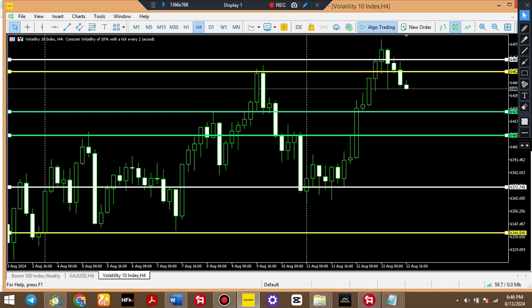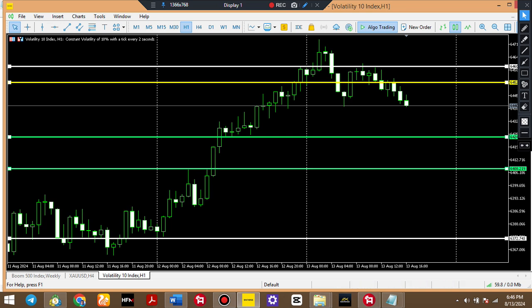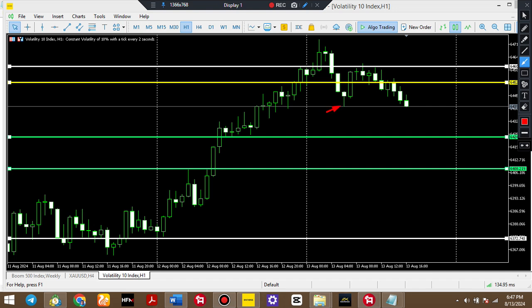So we're going to be leveraging on that sell opportunity we got from this particular pair now, which is the volatility 10 days. This can be done on any pair, doesn't matter if it is forex or synthetic. So let's go to the H1. When you come to the H1, the last candle that gave you the high of the market currently is this candle here. So immediately price breaks below it, we have a bearish order block, right? That means there's going to be an order block that is going to be created.